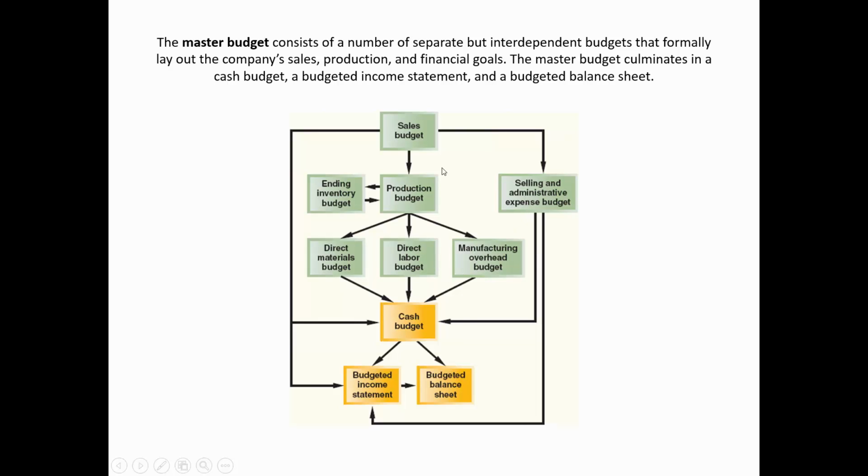All of these, direct materials, direct labor, and manufacturing overhead, as well as the selling and administrative budget and the sales budget, will all feed into the cash budget, which is how much money you are going to have on hand, how much money you will be spending. All of that will lead also into the budgeted income statement and the budgeted balance sheet.